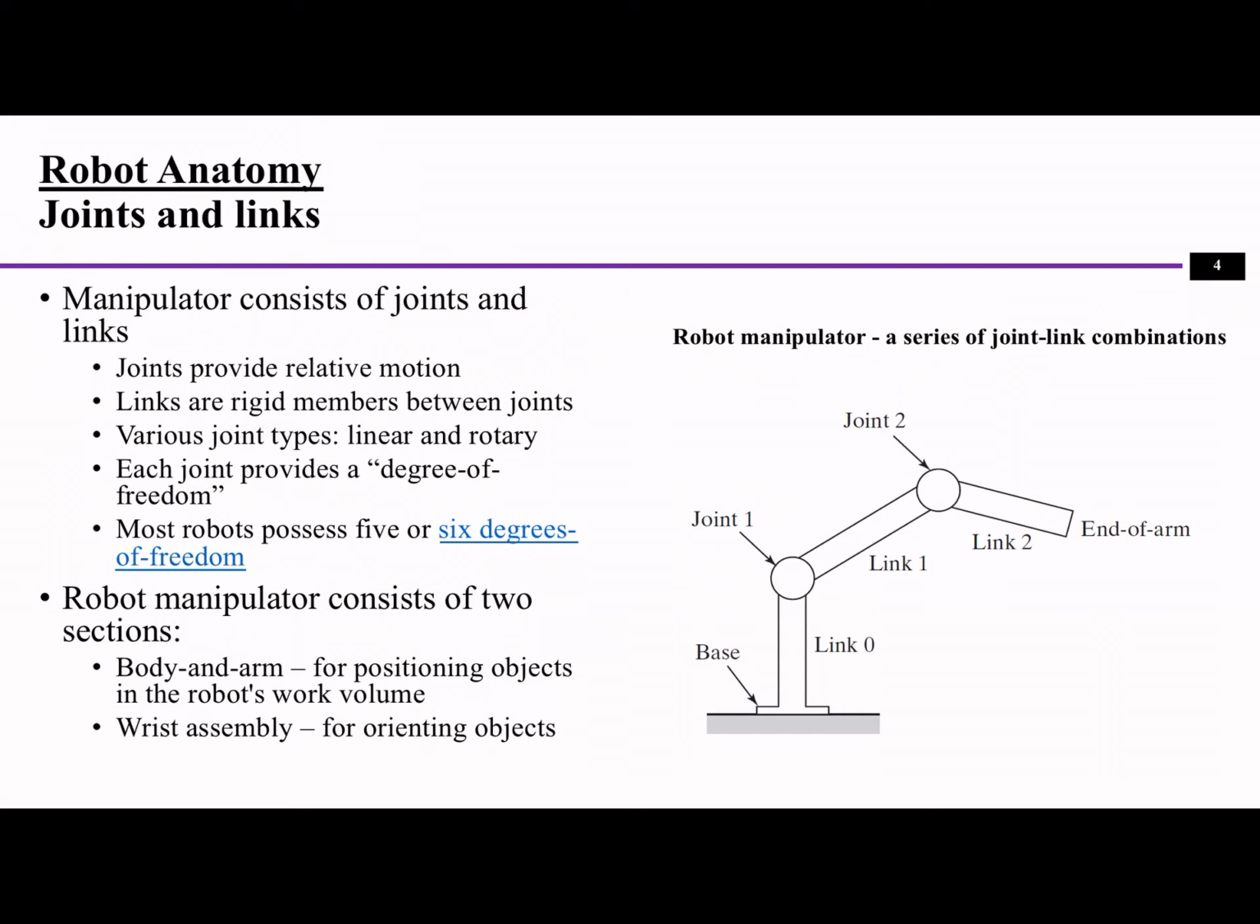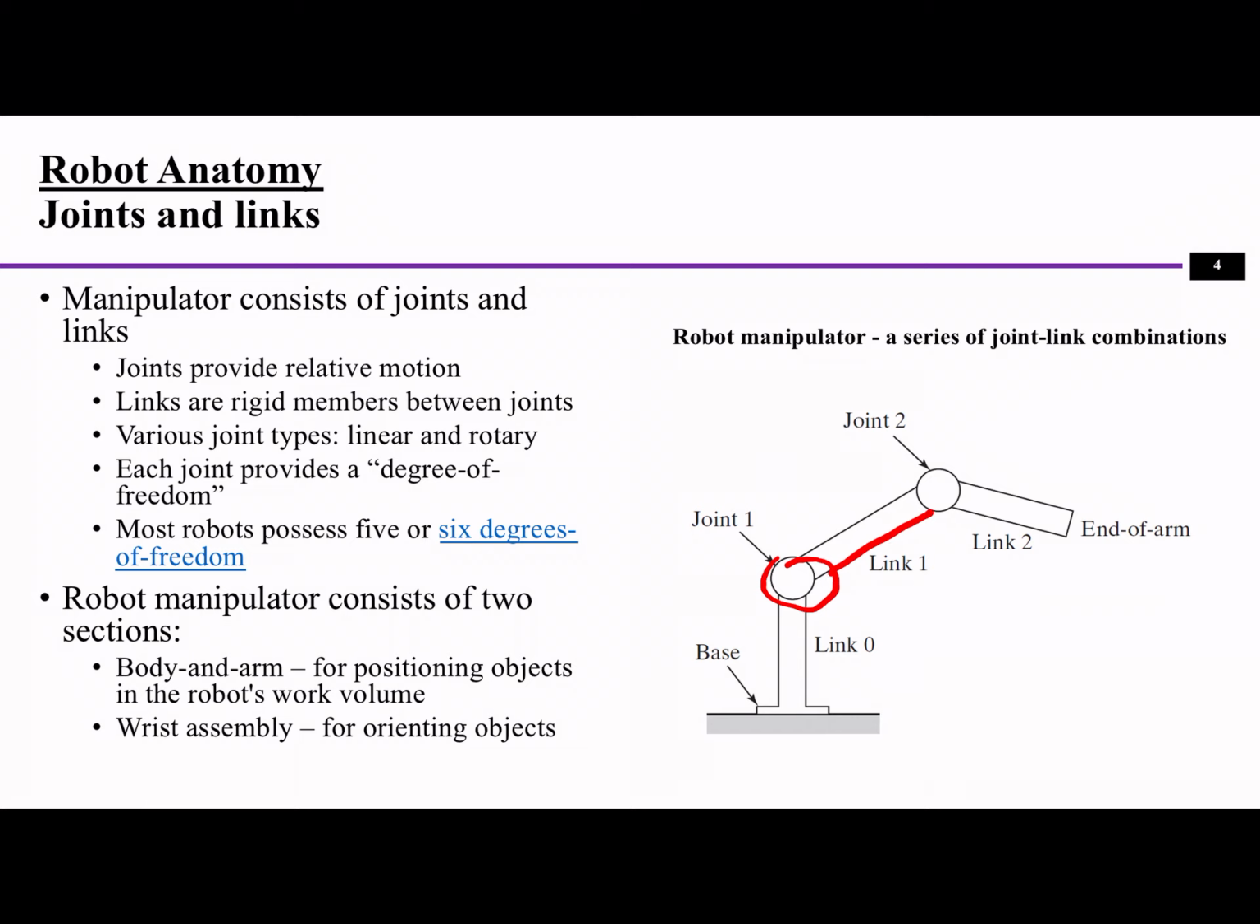And what is the robot composed of? So a robot is composed of a manipulator. It basically consists of joints and links. So joints are these, right? They provide the relative motion, while the links are those rigid components between the joints.